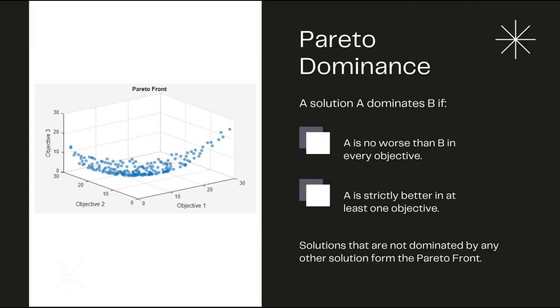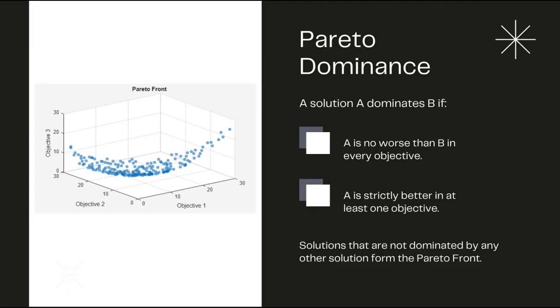However, dominance does not always exist between two solutions. Suppose solution C has a cost of 90 and a time of 8 hours, while solution D has a cost of 110 and a time of 5 hours. Solution C is cheaper, but solution D is faster. Therefore, neither solution dominates the other, and both can be considered valid compromise solutions.